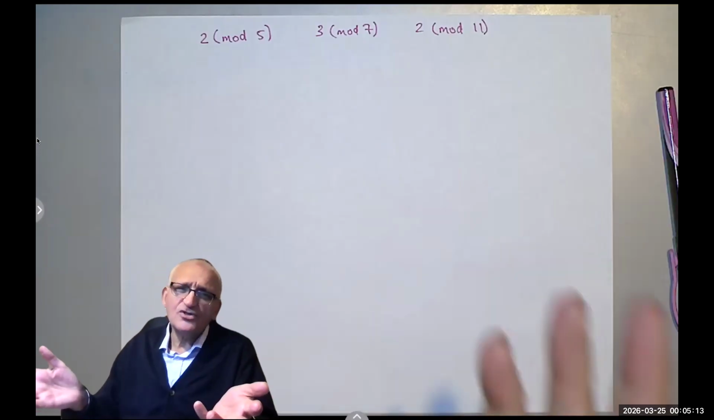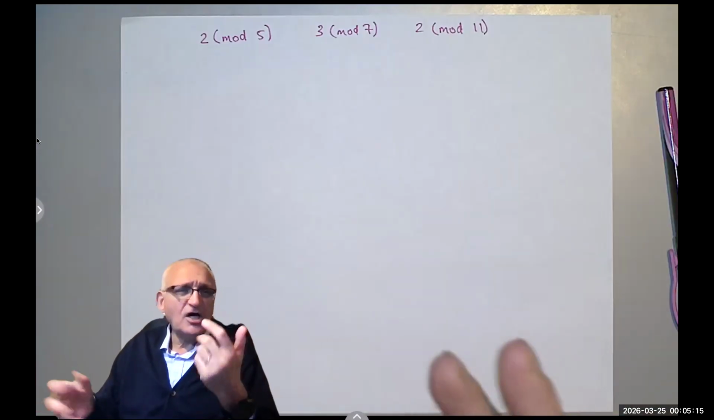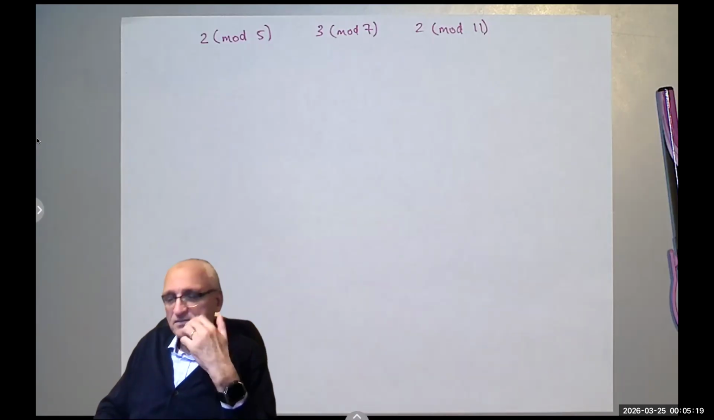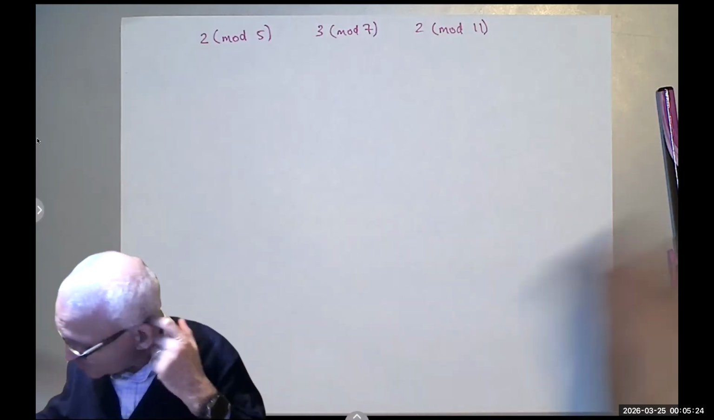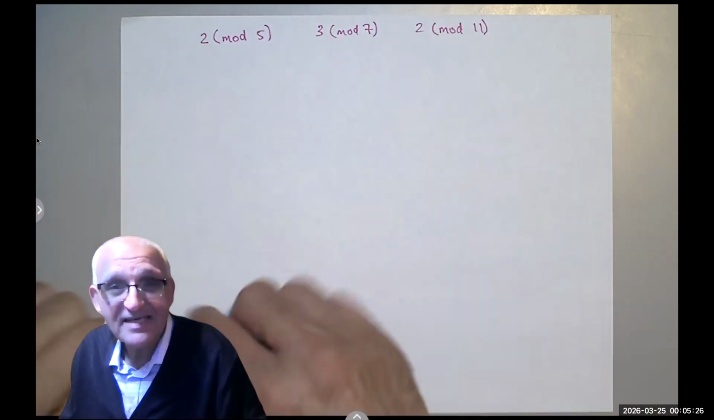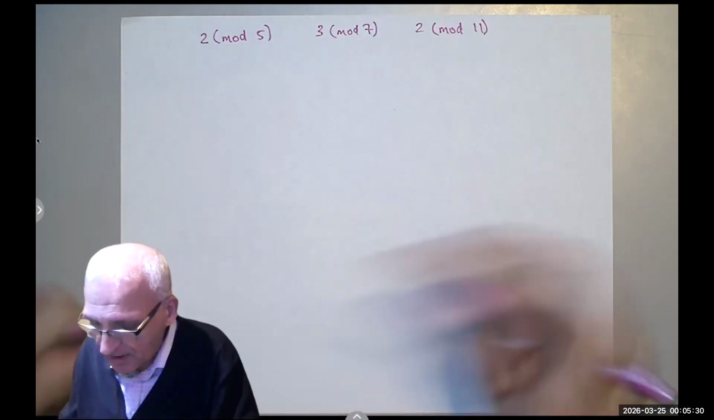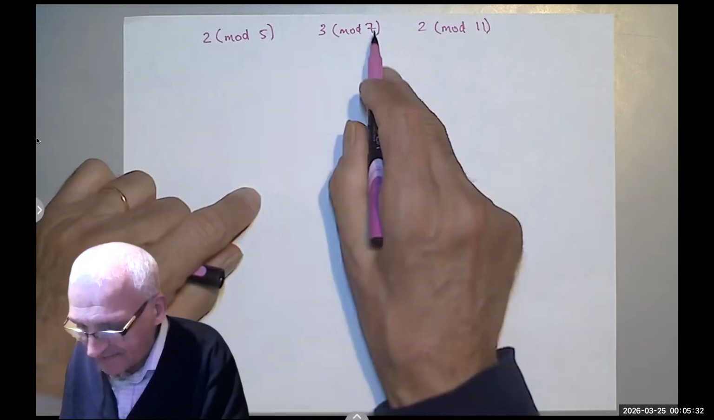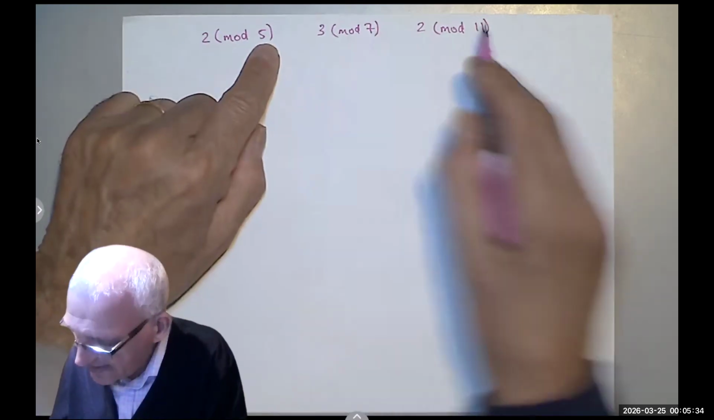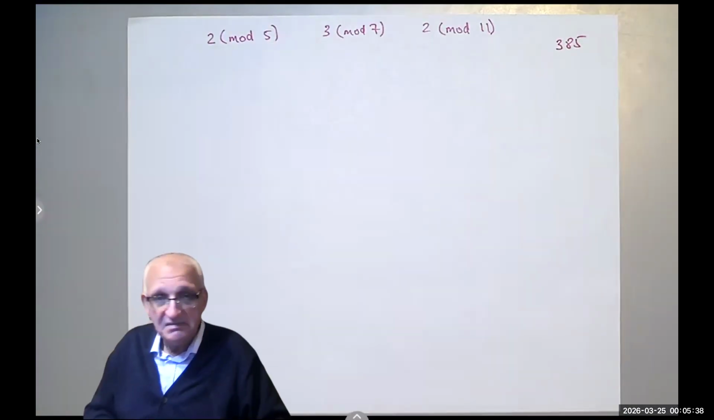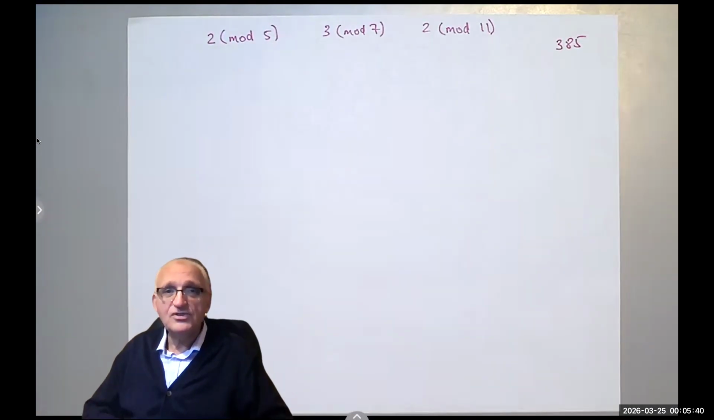Of course, I'm not going to say try trial and error. Doesn't make sense. But what I'm going to do is, once I find the answer, I can add or subtract from it a multiple of 5 times 7 is 35, times 11. I can add or subtract 385, and the answer would still be correct.